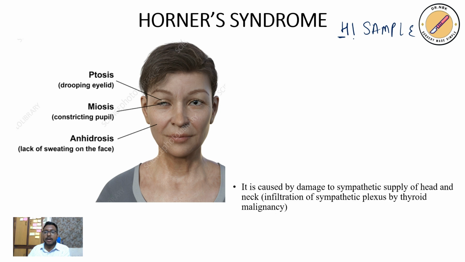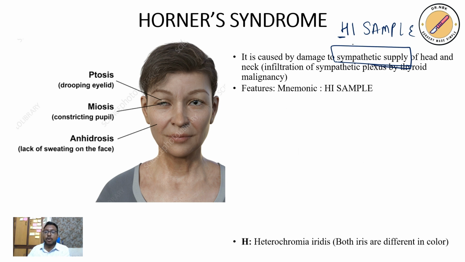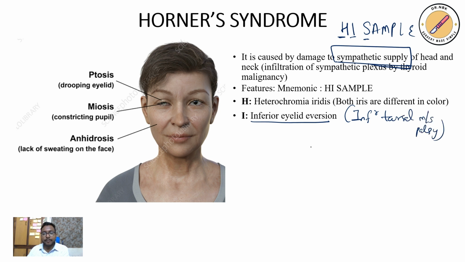So H for heterochromia iridis. I told you it is because of the damage to sympathetic supply, sympathetic chain. Heterochromia iridis is nothing but both irises will be in different colors. It is more commonly seen in congenital Horner syndrome. S for sympathetic chain damage. I for inferior eyelid eversion. Why? Because of the paralysis of the inferior tarsal muscle. Inferior tarsal muscle palsy. Okay.